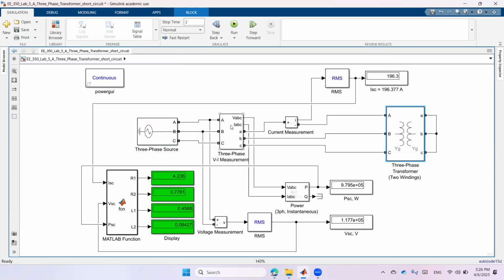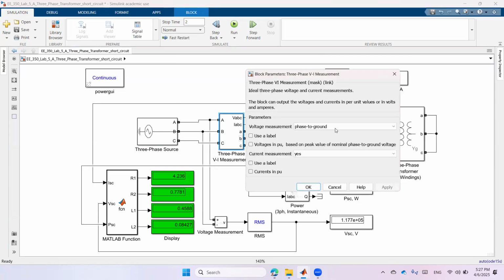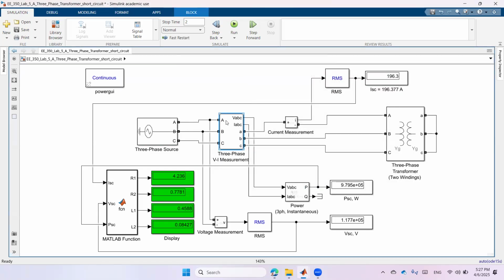Okay, I'm using here a three-phase volt ampere measurement to measure the three-phase voltages and currents. If you double click here, you select phase to ground, you select yes, and that's everything. You connect A with A, B with B, C with C. From the other side, you connect to the transformer, A to A, B to B, and C to C. To measure the current, we use the current measurement device.